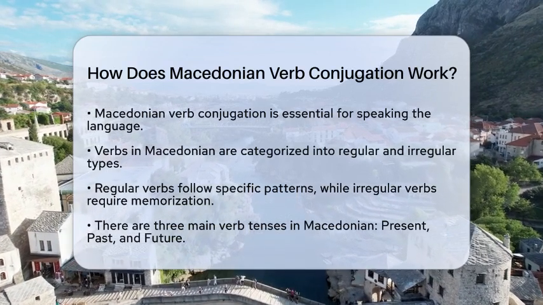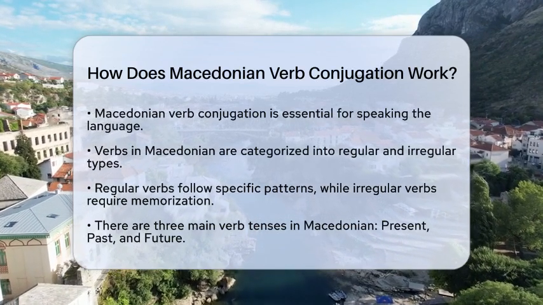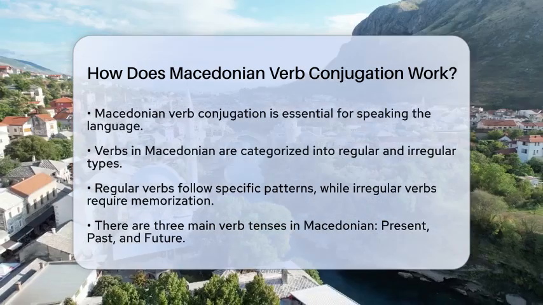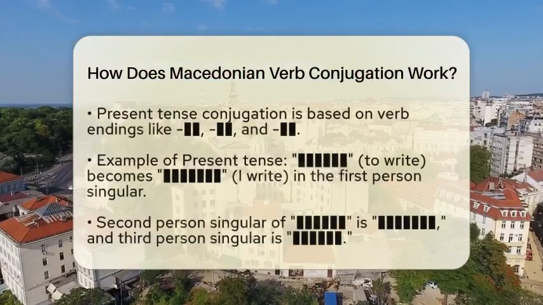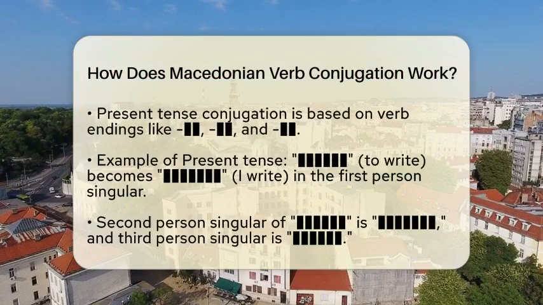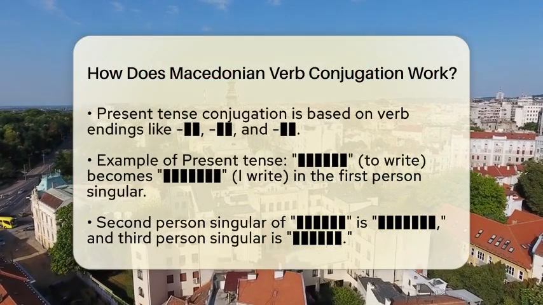When it comes to verb tenses, Macedonian has three primary ones: present, past, and future. Each tense has its own unique way of conjugating verbs based on the verb class and the person using it. Starting with the present tense, regular verbs are conjugated based on their endings.